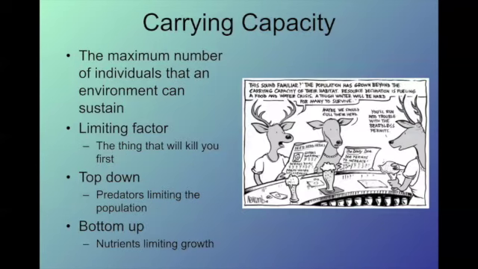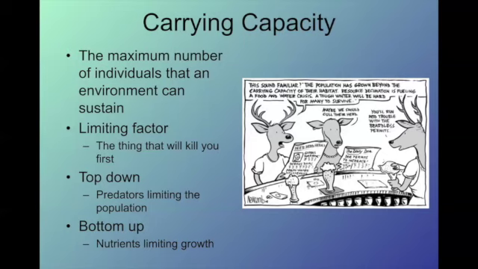Limiting factor. You could have a lot of limiting factors in your life. If you think about humans, our limiting factors are food, water, shelter. But the one that truly is the limiting factor is the one that's going to kill you first. And so if food, water, and shelter are all in limited supply, the limiting factor is actually water, because you will die first because of a lack of water before you will die of a lack of food.